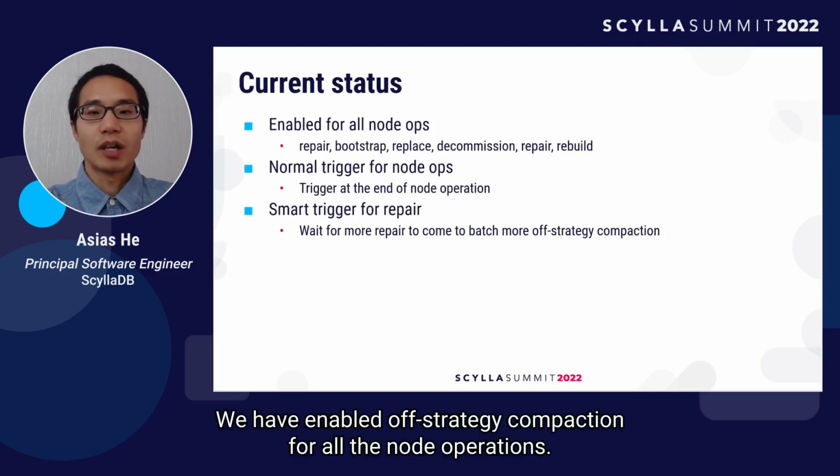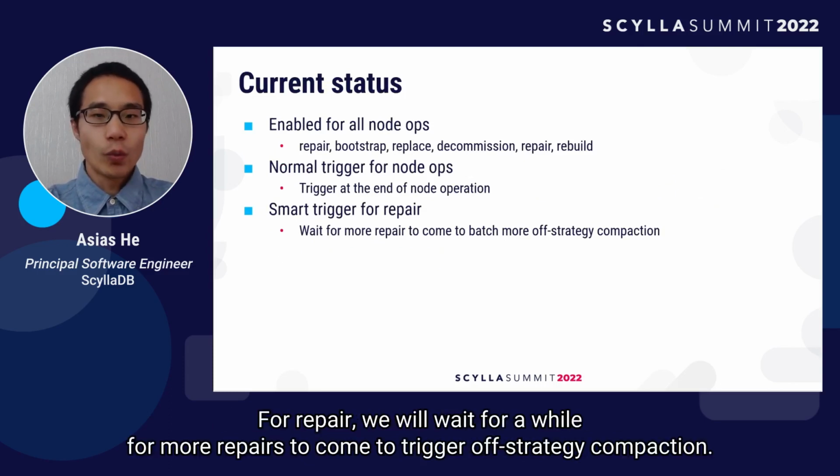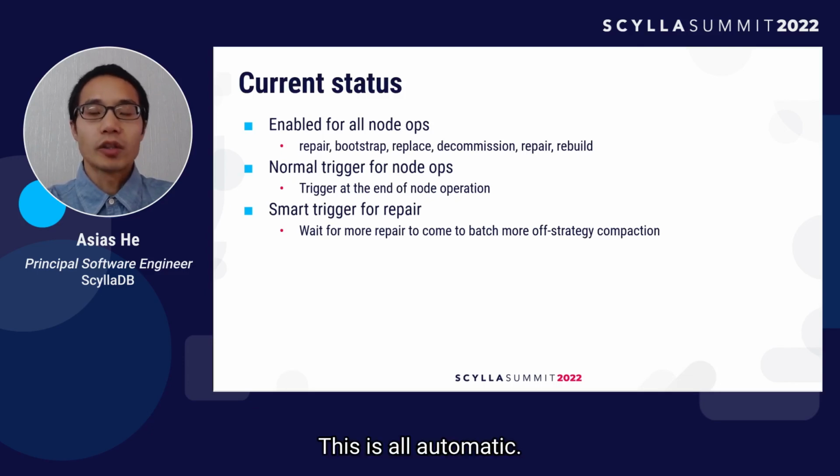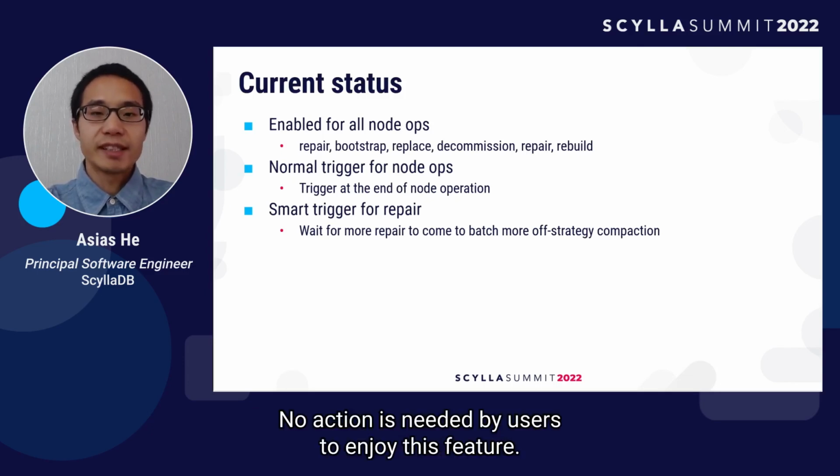We have enabled off-strategy compaction for all the node operations. For repair, we will wait for a while for more repairs to come to trigger off-strategy compaction. For other operations, we will trigger it immediately at the end of the operation. This is all automatic. No action is needed by users to enjoy this feature.